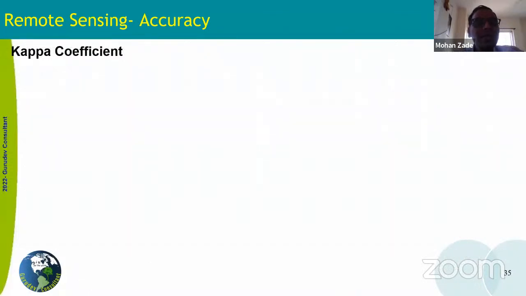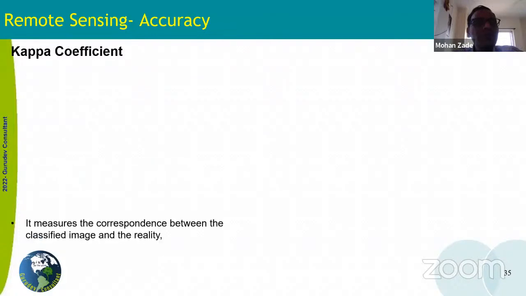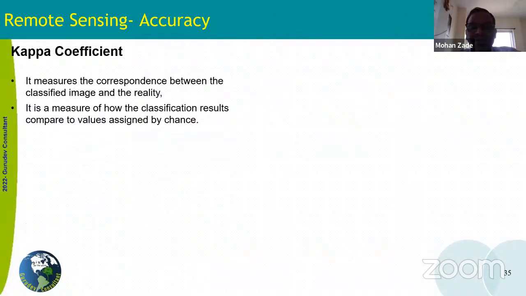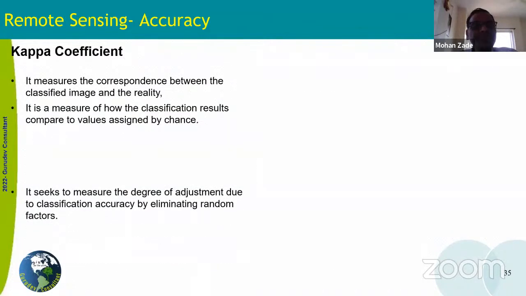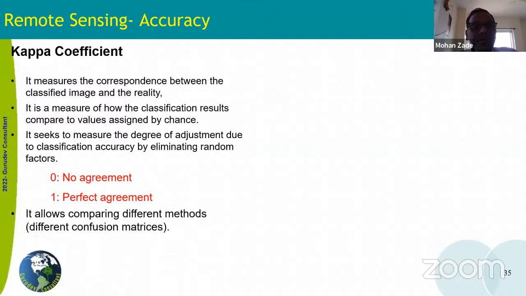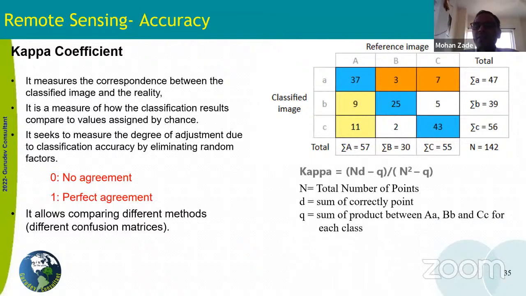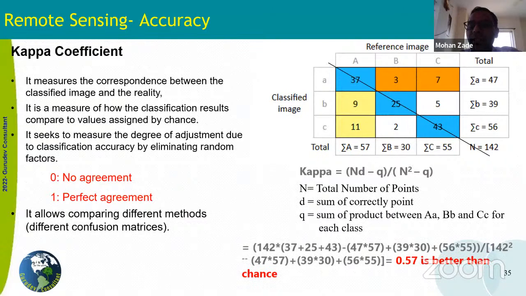Then similarly, like a confusion matrix, you have another coefficient called the kappa coefficient to measure the accuracy of satellite image classifications. It uses the two classified images as well as one reference image. There are only two agreements: one is no agreement, or perfect agreement. Here I am using the same example, and kappa coefficients are determined using the diagonal.